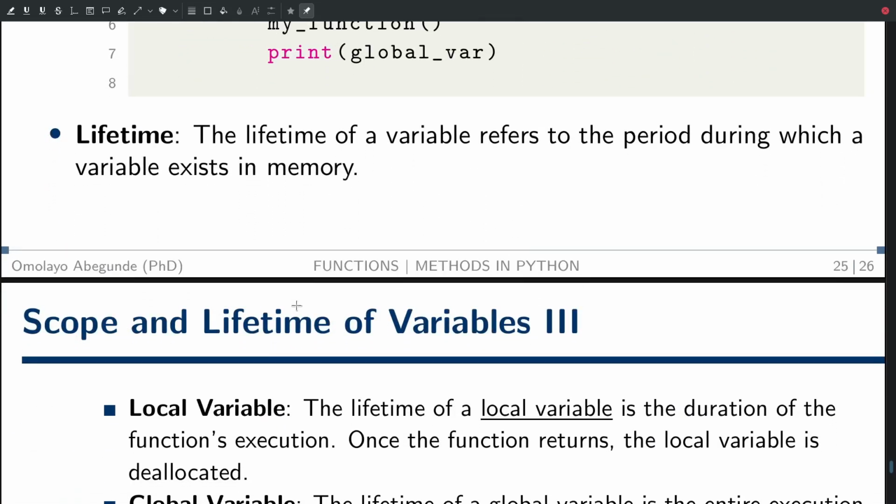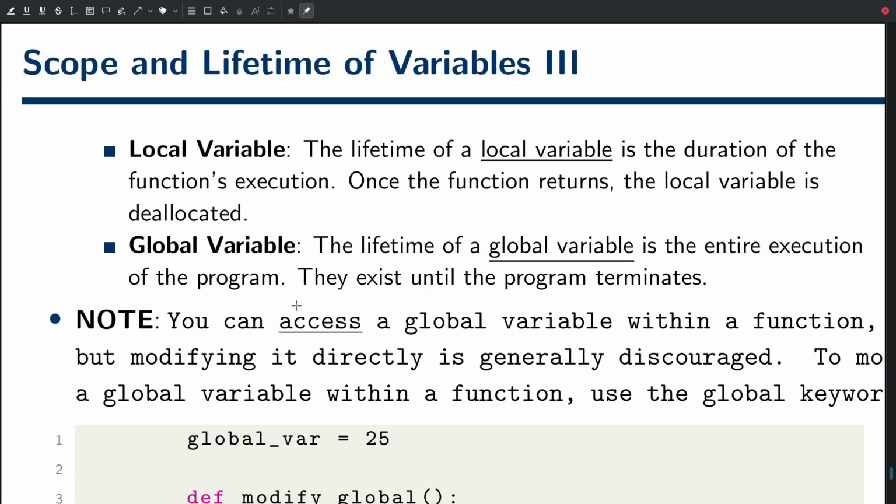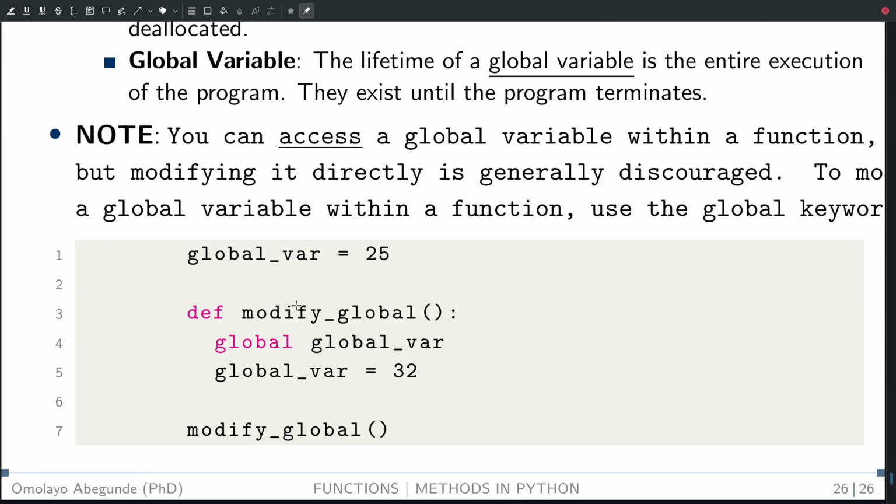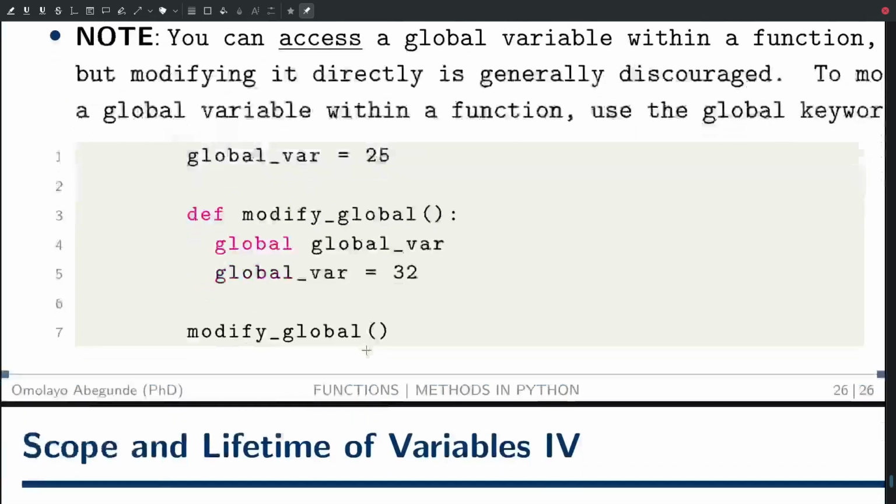Lifetime: the lifetime of a variable refers to the period during which the variable exists in memory. We've seen the local variables and other things here. We'll discuss more on this in functions. Sometimes you can also modify, but it's not encouraged. You can access a global variable within a function, but modifying it directly is generally discouraged. To modify a global variable within a function, use the global keyword. Can you see here? Use the global keyword in case you want to change the value to 32. I want to update this with the value, so we use global to do that.